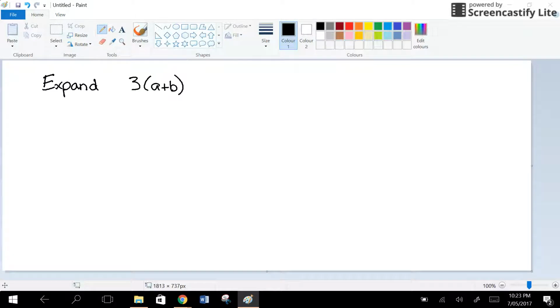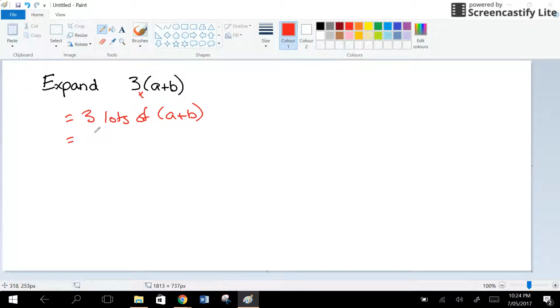Then we're going to do expanding. Expanding means that we'll have a problem that has a bracket in it like this. What we have in between the 3 and the bracket, as in algebra, there's nothing in between, so we assume that there's a times in there. So that means, in English, it would mean 3 lots of A plus B.